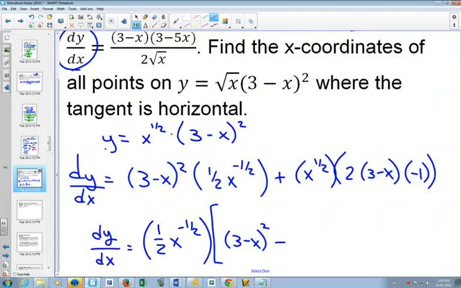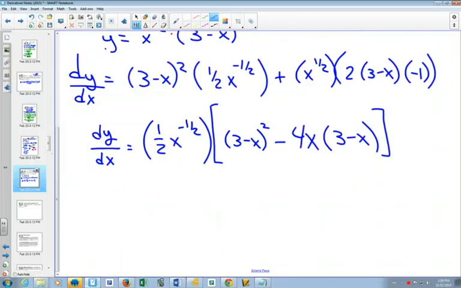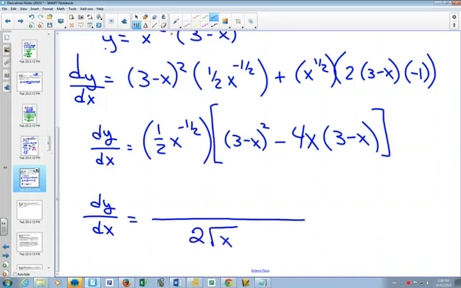Taking an x to the half out of the x will leave me with an x. Taking a half out of the 2 will leave me with a 4. So I'll have a 4x, and then I still have the 3 minus x. So at this point, I would have that 2 root x on the bottom with what I factored out.